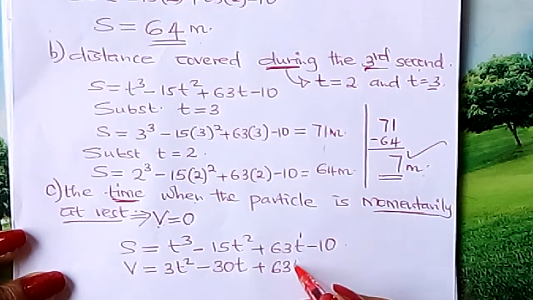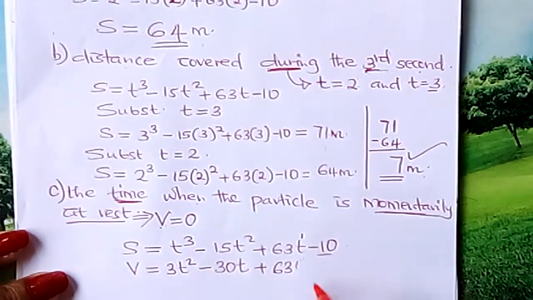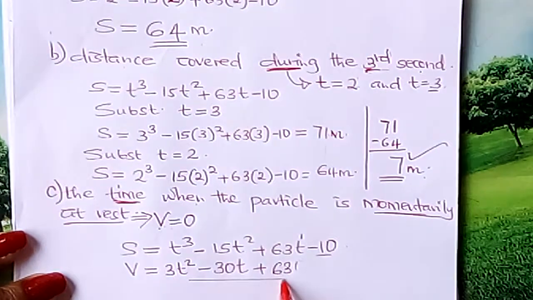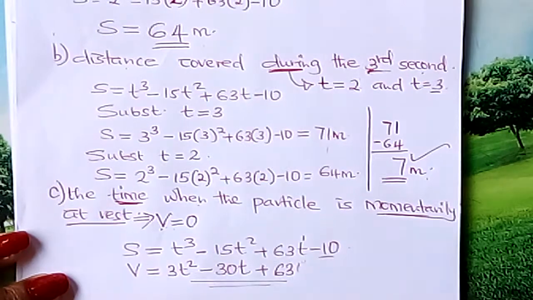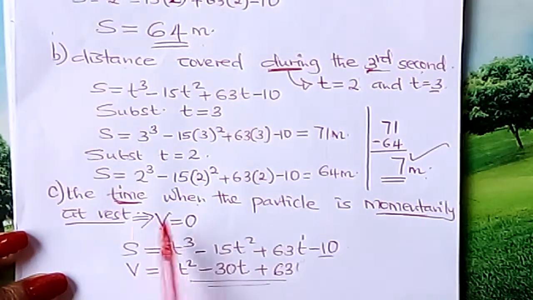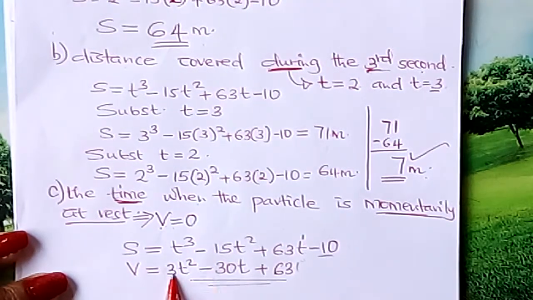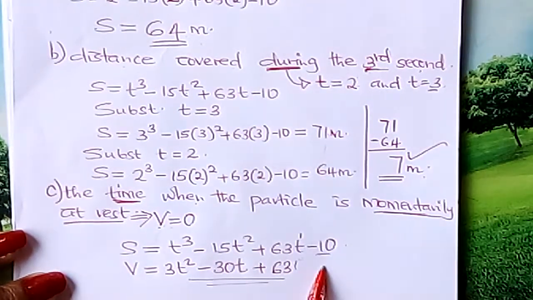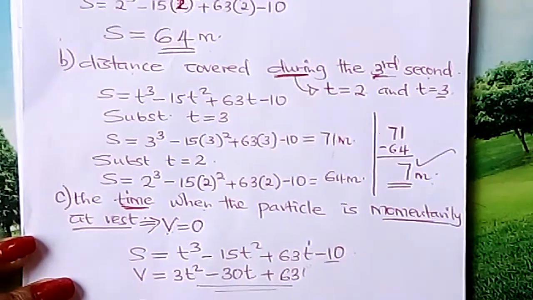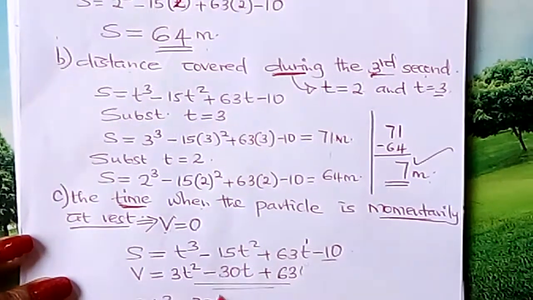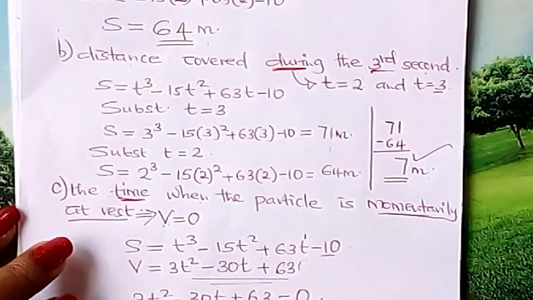T raised to 0 is 1, so ignore that. Differentiating a constant, we know it gives us 0, and therefore this is the expression of velocity. And therefore, learner, we are told to find the time when the particle is momentarily at rest, when this velocity is equal to 0. In other words, what is t? So equate this velocity to 0 to get the time.